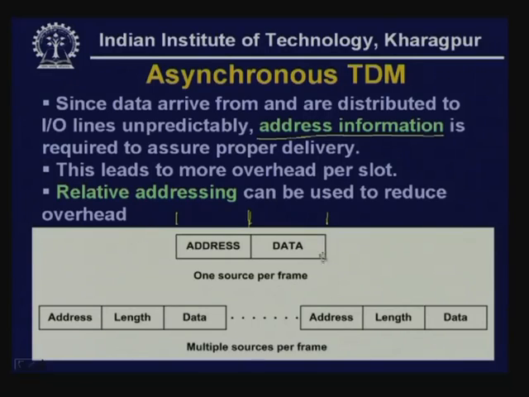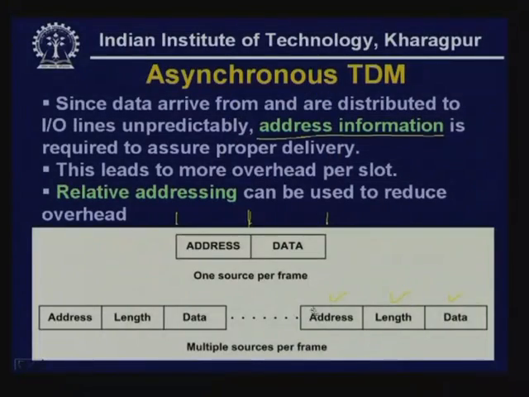If you are sending, say, one source per frame, then we can do the framing in this manner: data and address that we can send in a particular frame. Whenever there is a frame coming from multiple sources, we shall also require address information and length of data if we use variable length data coming from different sources. So, for each of the sources, we require address, length and data. That was not so in synchronous time division multiplexing.